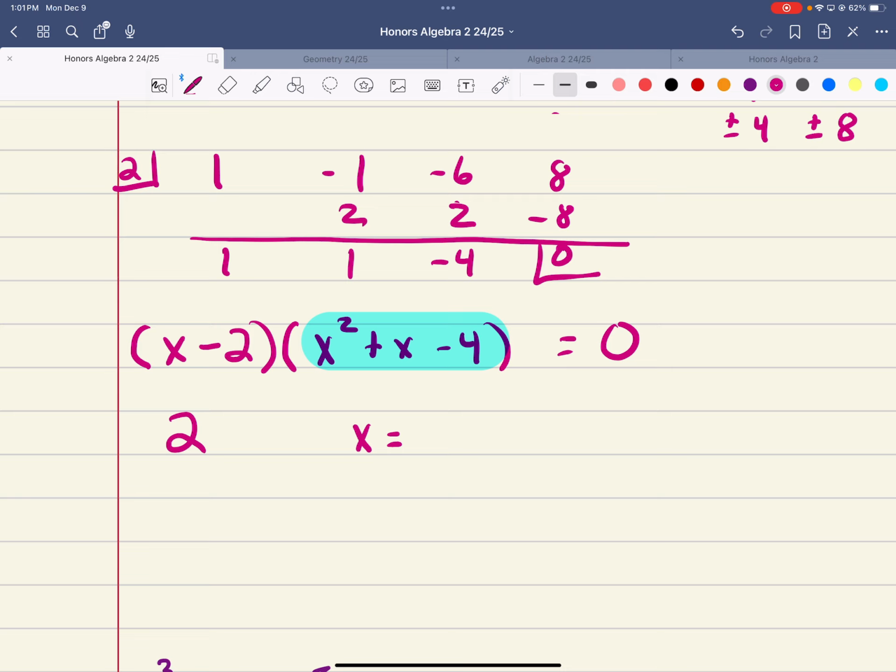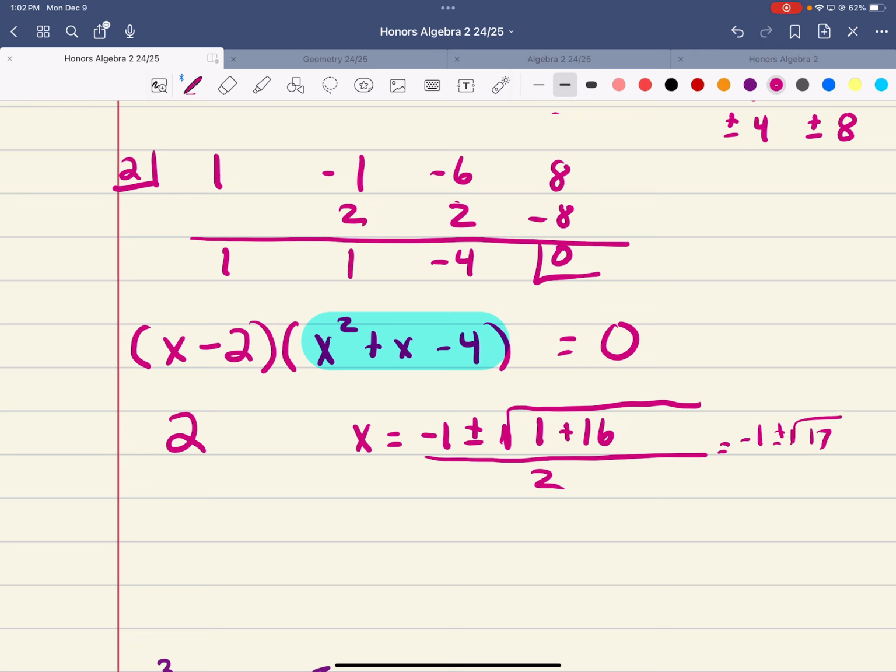So x is equal to the opposite of b, so negative 1, plus or minus the square root of b squared, which is 1, minus 4 times negative 4, so plus 16. Does that look right? 1 squared minus 4 times 1 times negative 4, yeah. All divided by 2 over 1. So that's negative 1 plus or minus the square root of 17 over 2. And those are our other zeros. And we're done if that's all they're asked to do. They just ask you to find the zeros, you're done.